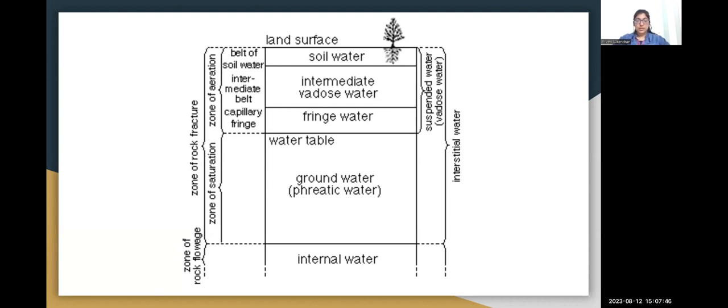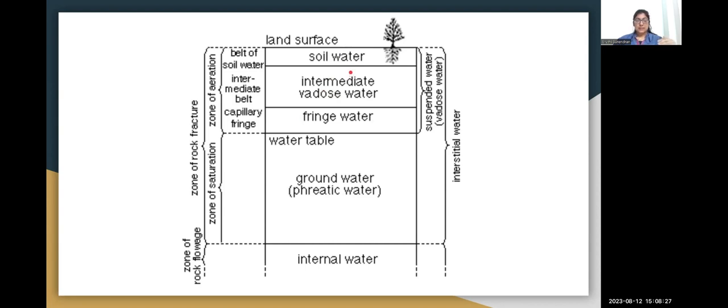When we look into the soil subsurface, in terms of movement of soil water through the soil, the soil subsurface is majorly divided into 2 zones. One is a zone of aeration and one is a zone of saturation. Now, the zone of aeration, or the unsaturated zone, is the zone where, as soon as precipitation falls on the land surface, water starts entering the soil subsurface. That portion is called the zone of aeration or unsaturated zone.